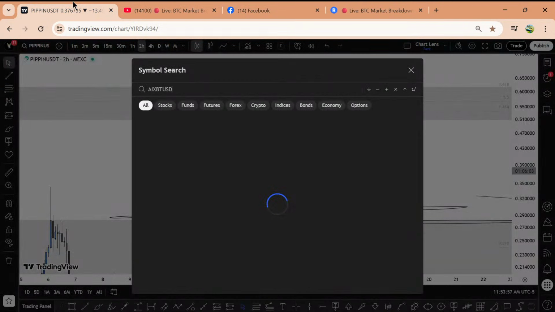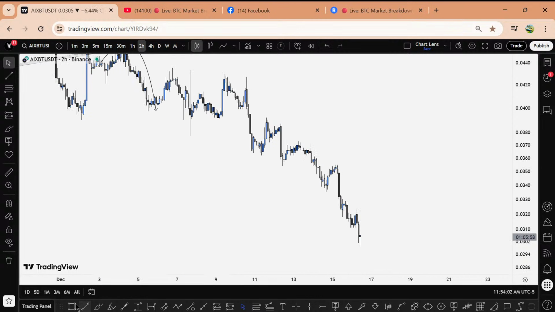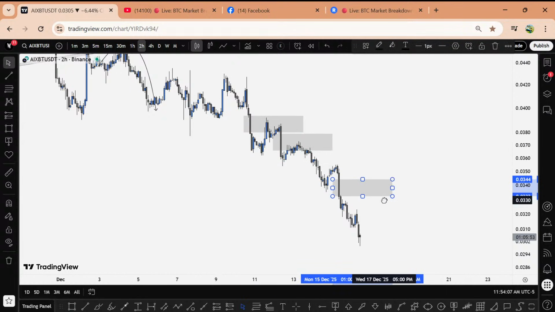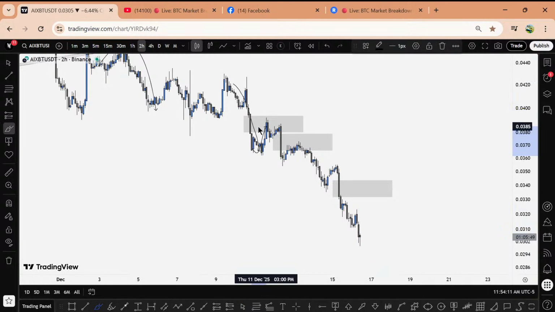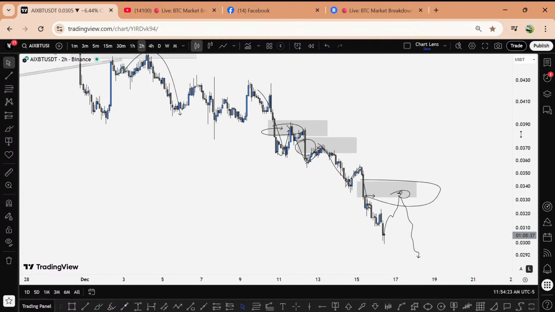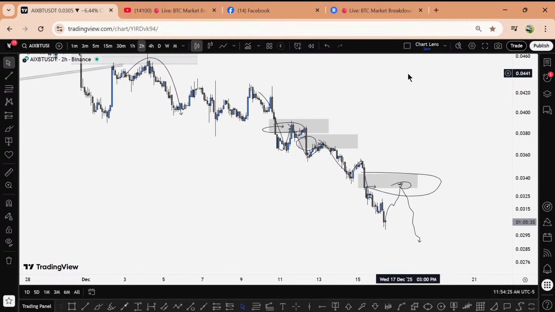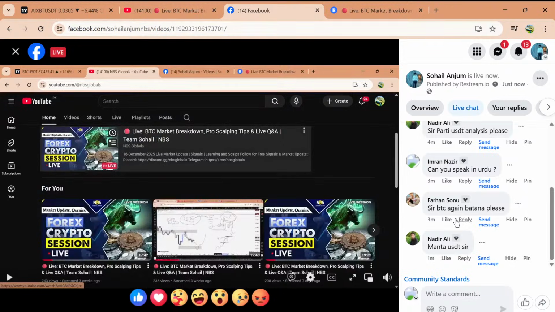AIXBT, I already told you the scenario. Still, this is completely bearish. You can clearly see there is a lot of imbalance. This is the imbalance. If we get some upside recovery, like dump, pump, fill this gap, dump. Again, this is an imbalance, fill, dump. Price will show some upside counter recovery, fill this gap, and again dump. So right now, this looks bearish to me. Expect more dump in it. AIXBT looks completely bearish to me.